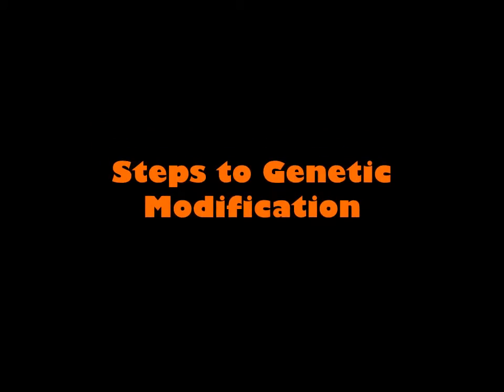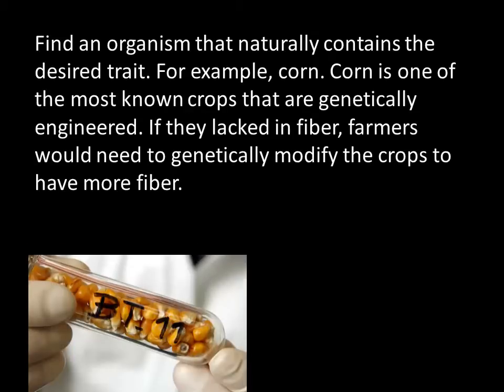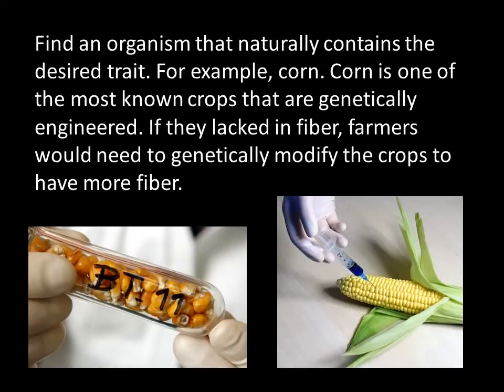Steps to genetic modification. Step 1. Find an organism that naturally contains the desired trait. For example, corn. Corn is one of the best known crops that are genetically engineered. If they lack fiber, farmers would need to genetically modify the crops to have more fiber.